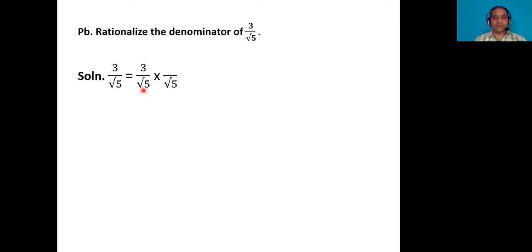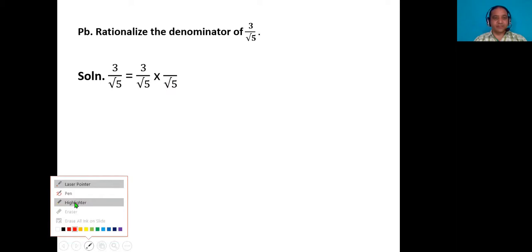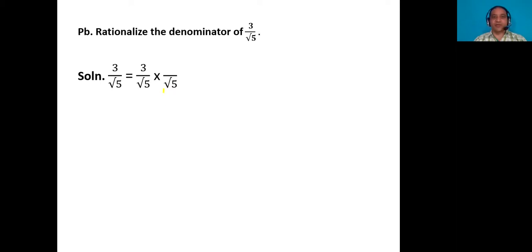Now we have learned it well. The simplest rationalizing factor of square root 5 is square root 5. So we are multiplying this with square root 5, so that the result will be 5, a rational number.